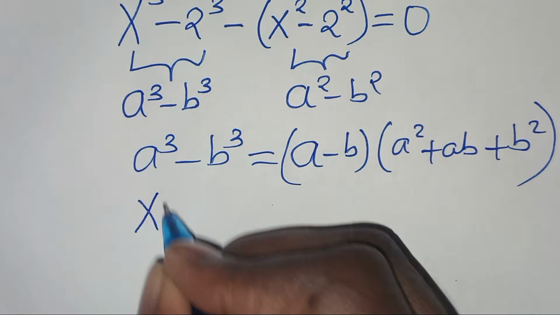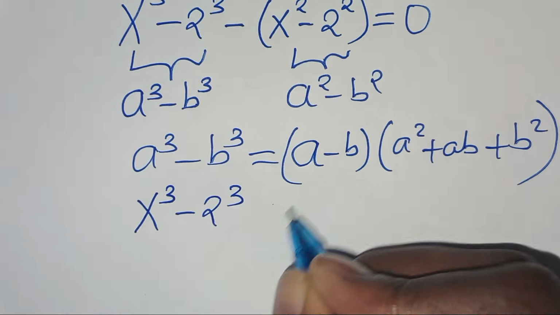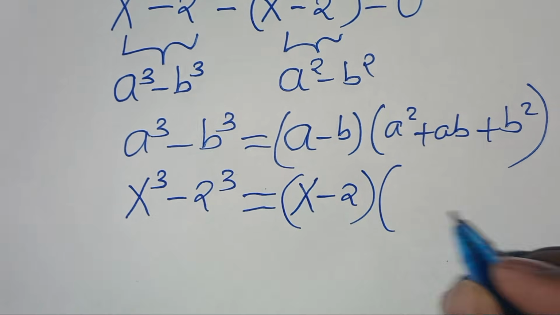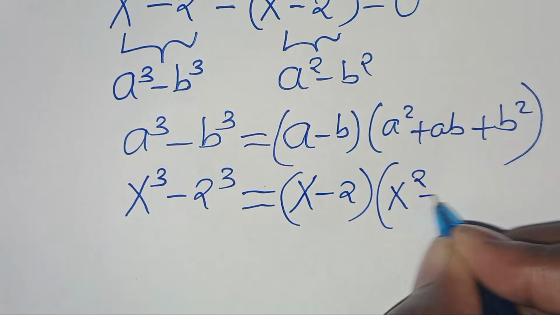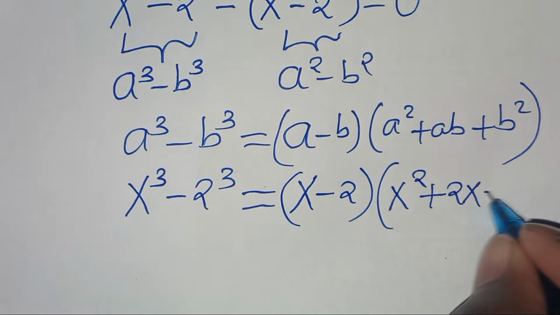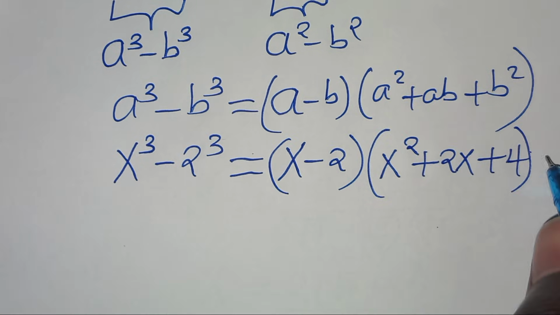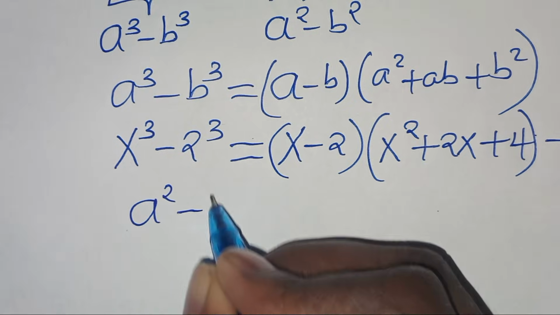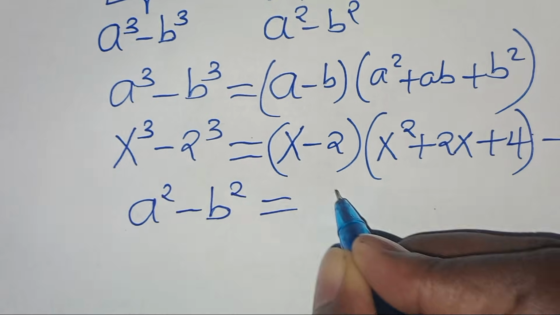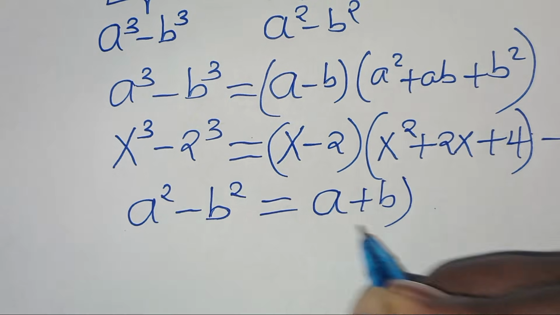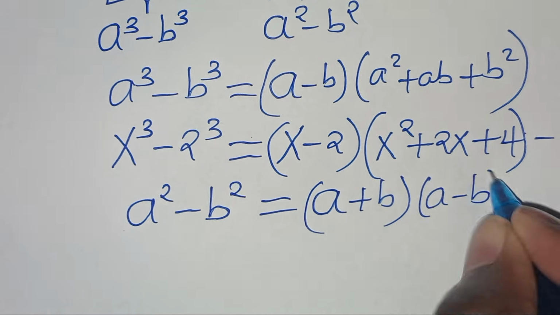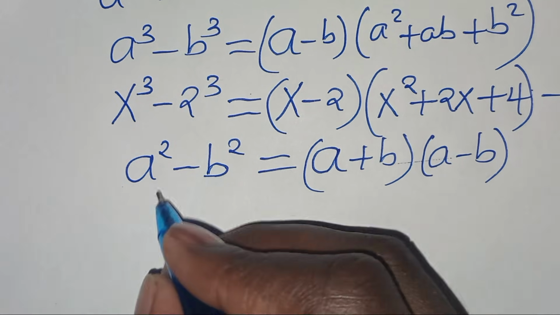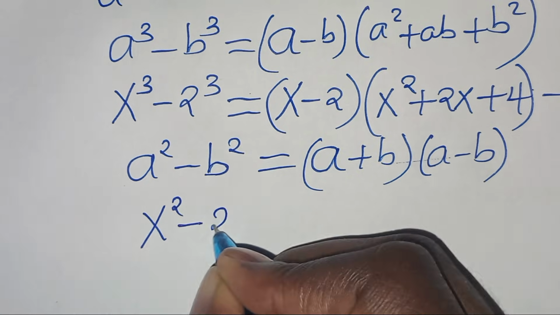So this means that x to the power of 3 minus 2 to the power of 3 is the same thing as x subtract 2, into the parentheses, x to the power of 2 plus 2x plus 2 to the power of 2, which is 4. Let's call this case 1. Then we have a to the power of 2 minus b to the power of 2, which is the same thing as a plus b multiplied by a subtract b. Now, this is the difference of two perfect squares. So we have x to the power of 2 minus 2 to the power of 2.